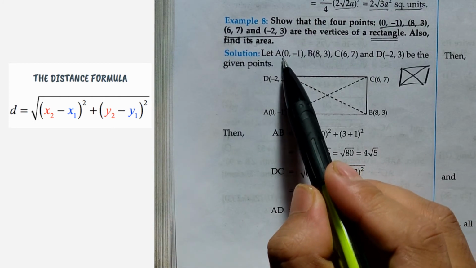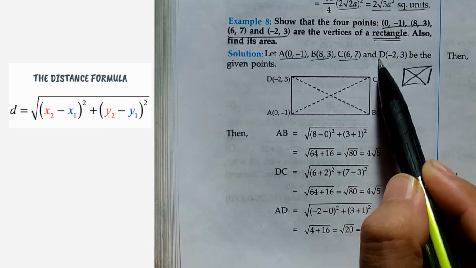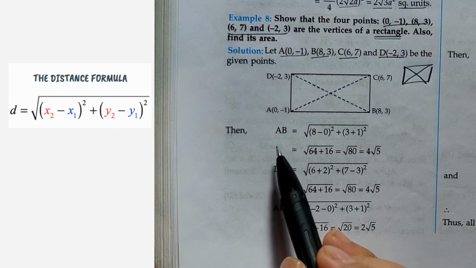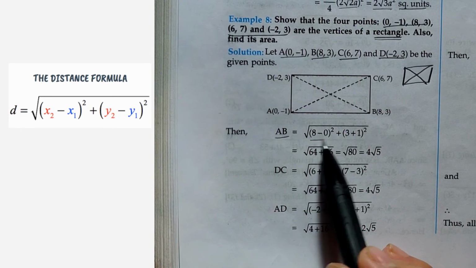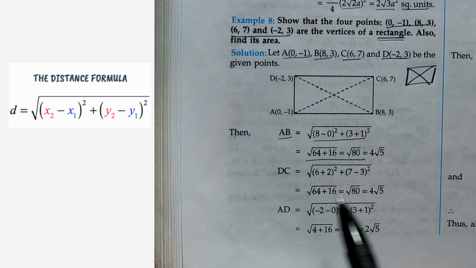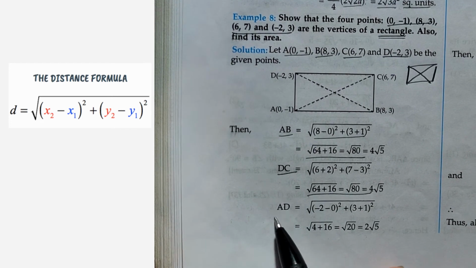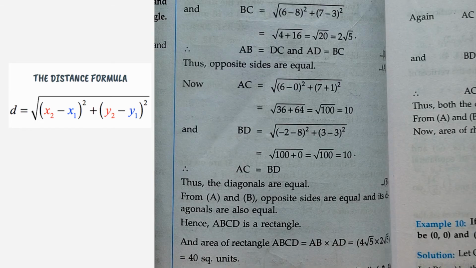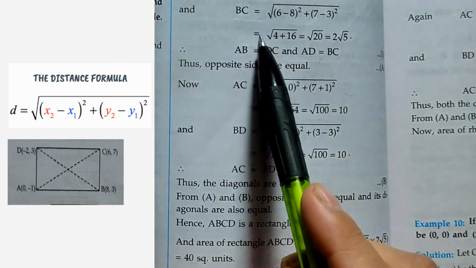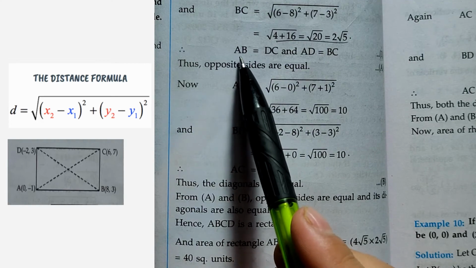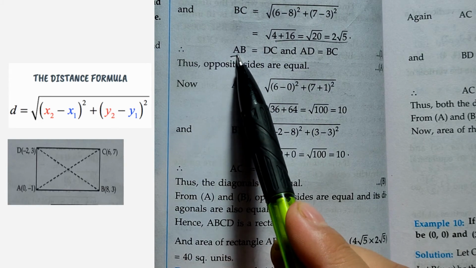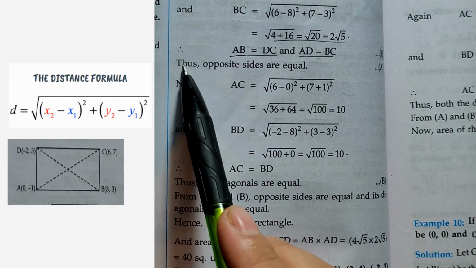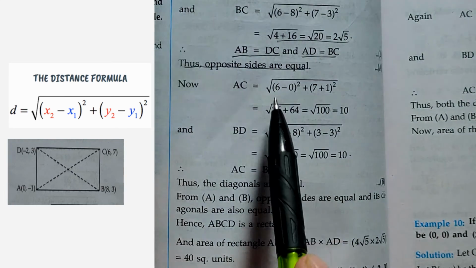So, taking these points to be A, B, C, D, we get this kind of arrangement. So from here, AB is equal to this using the formula of distance, DC equals this, AD equals this, BC equals this, and thus we find that AB equals DC and AD equals BC. So we can say that the opposite sides are equal.